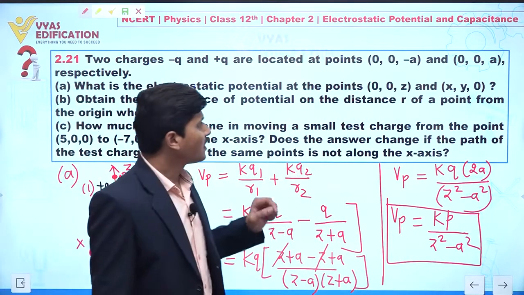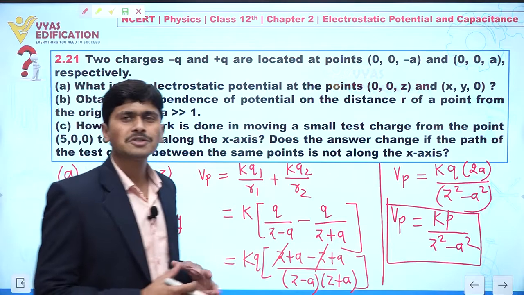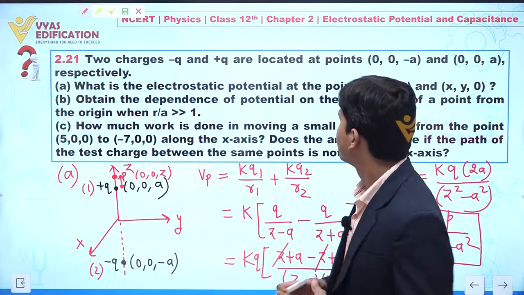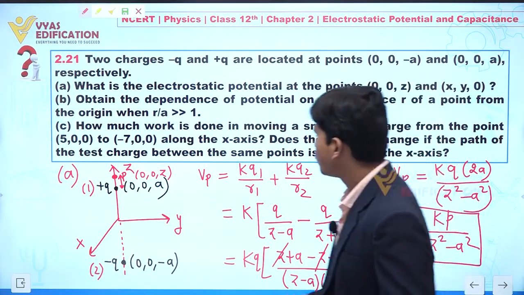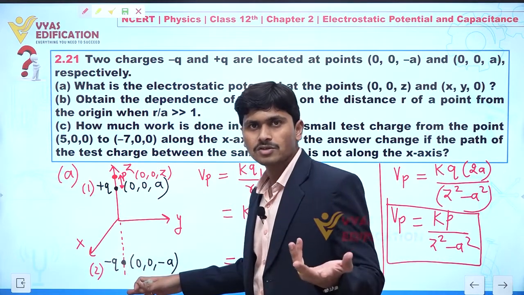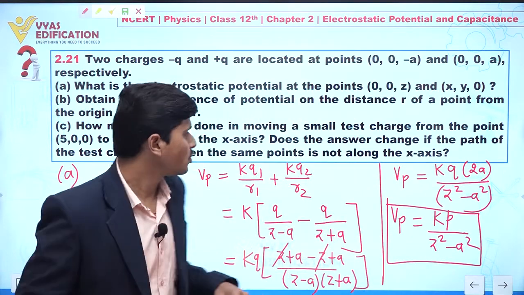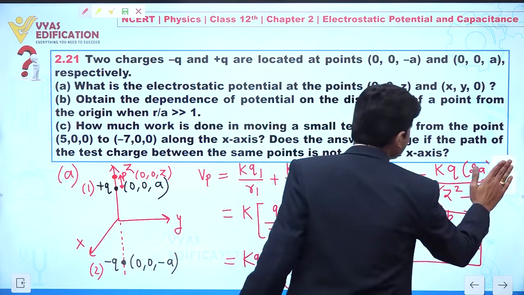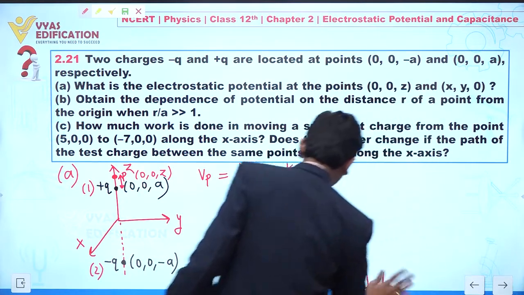Clear to everyone? Now, it is also possible that this point P lies on this side also. Yes or no? It may be any possibility. So now let us try to solve that possibility also.